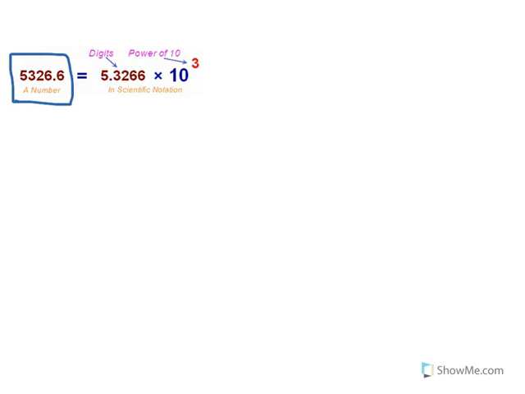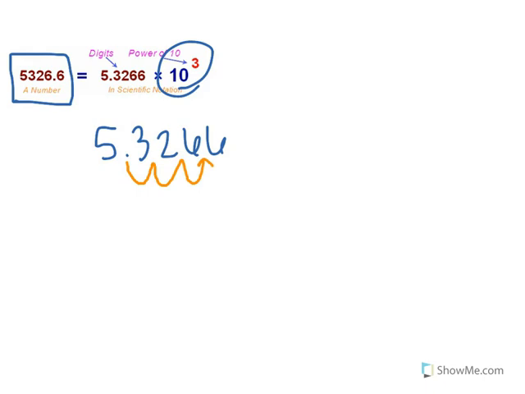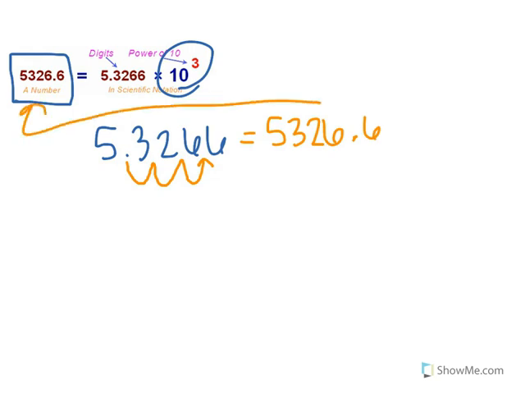So if you look at this example, we have this 5.3266 times 10 to the third power. So to go back to standard form, we would say, I'm moving my decimal point 3 places to the right. So I had 5.3266. And times 10 to the third power is telling me to move my decimal point 1, 2, 3. 5,326 and 6/10. And if you notice, that's the number that we started out with.